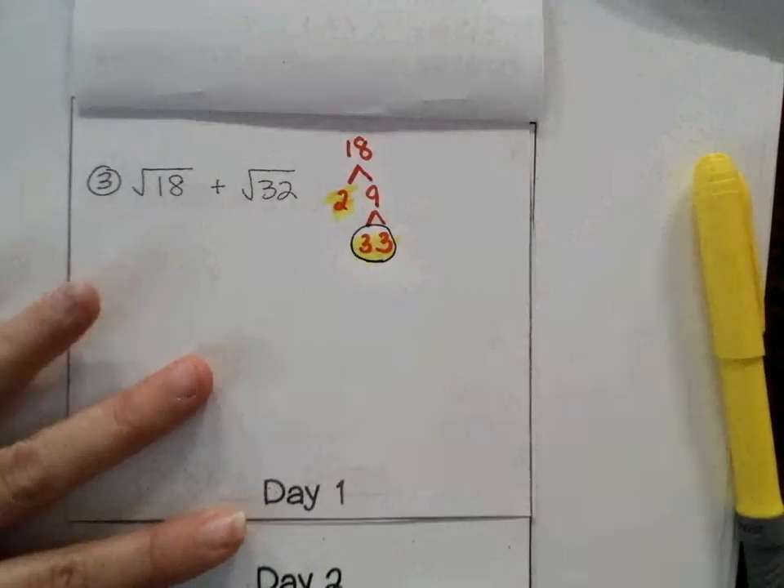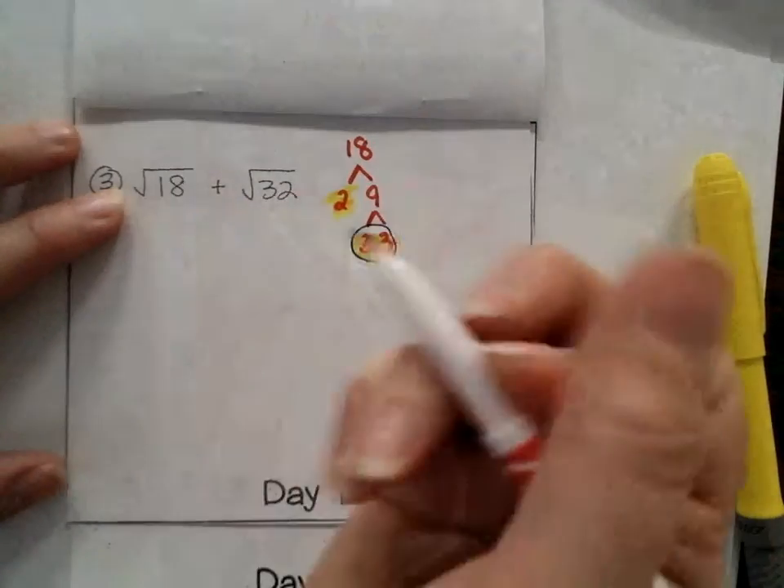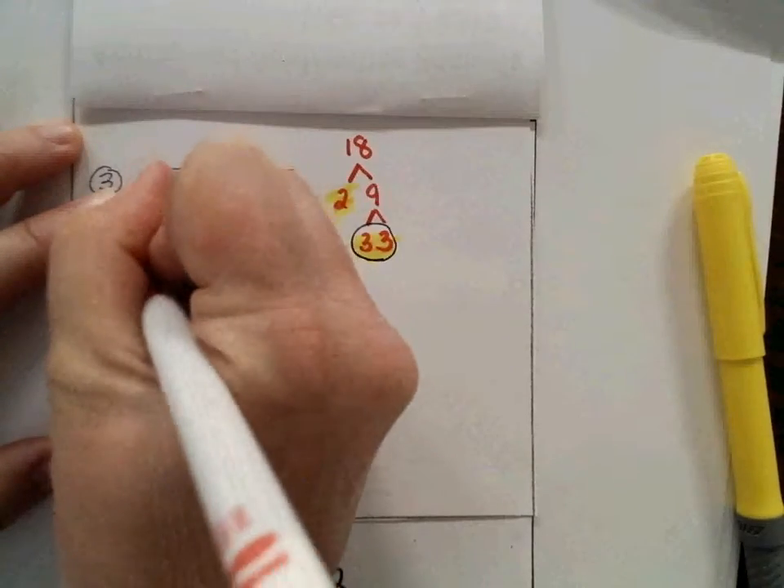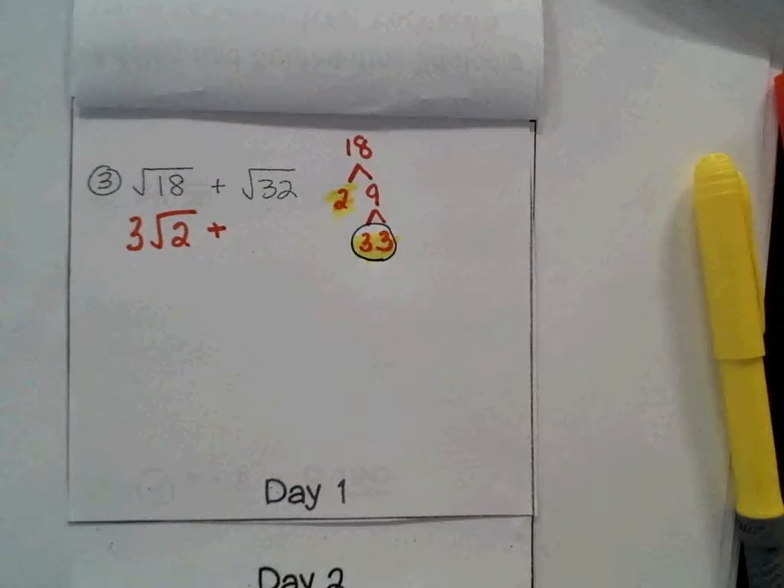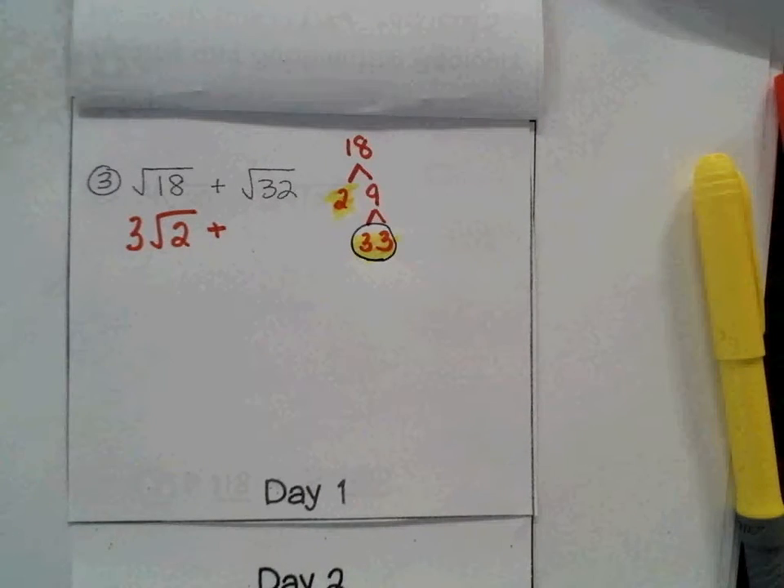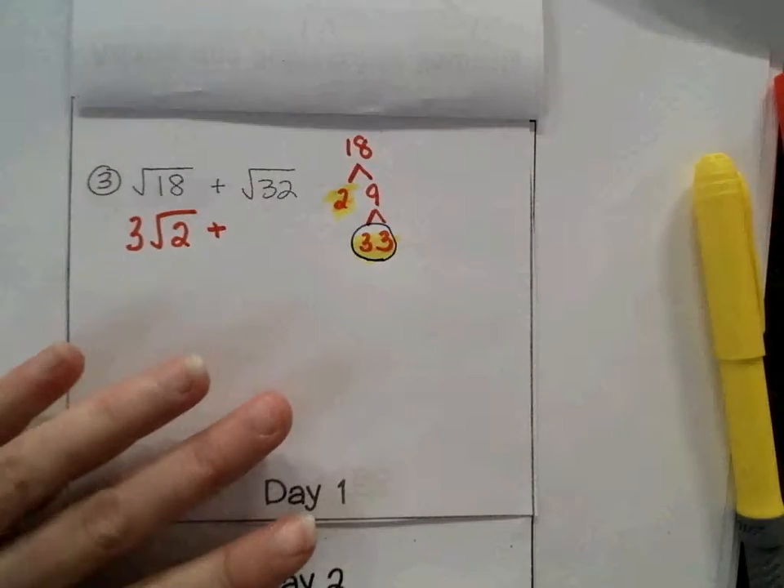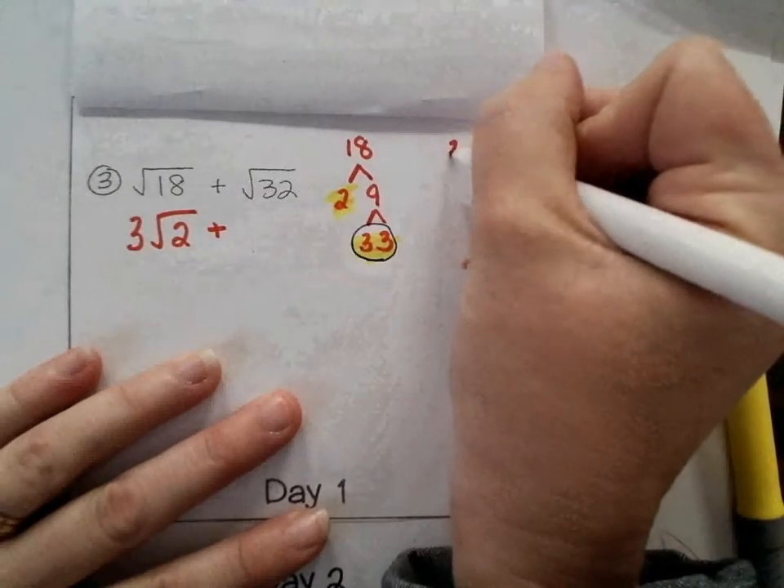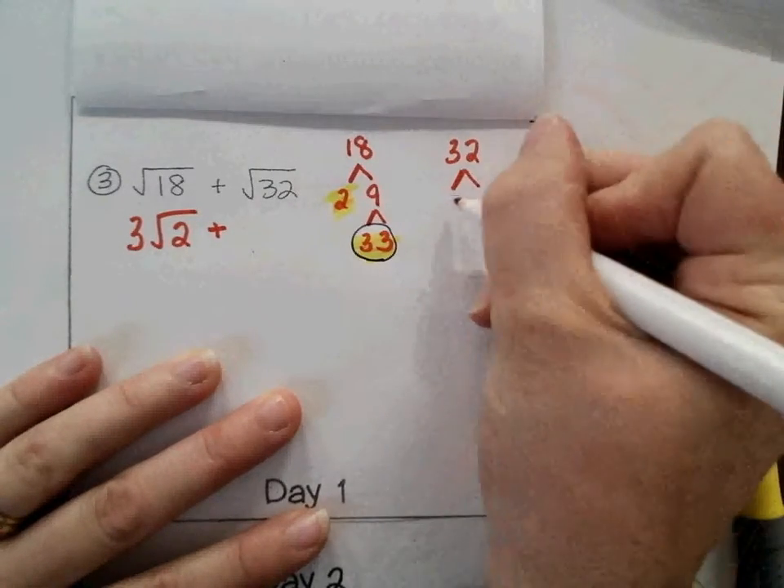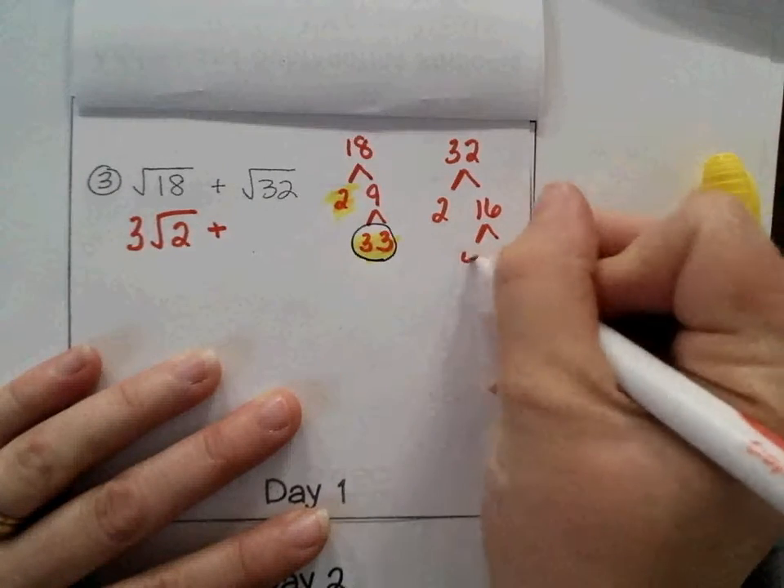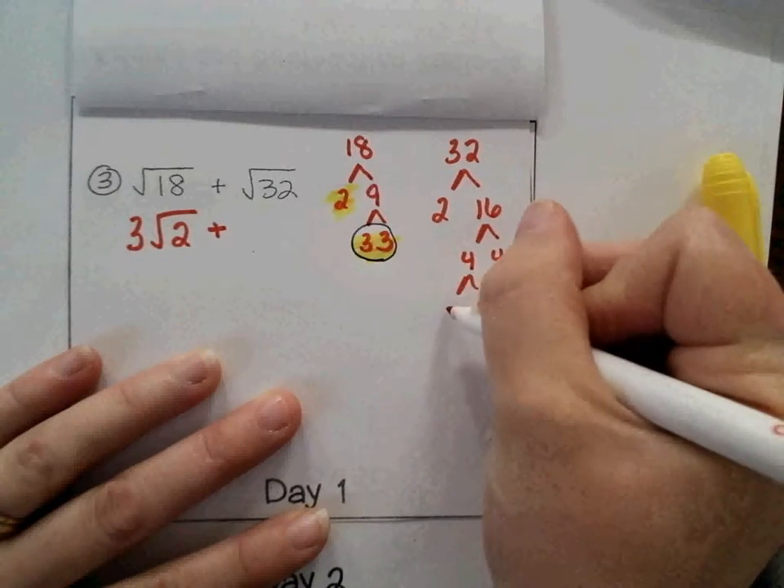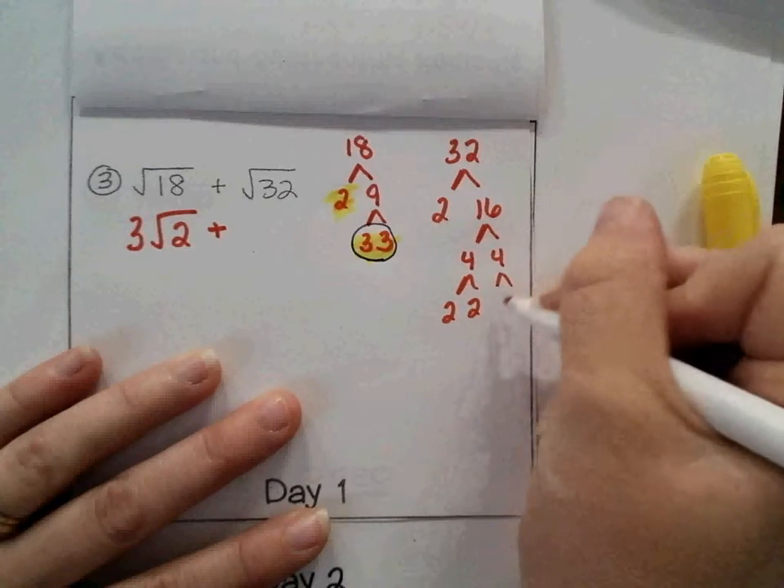What's going to come out of this? A 3. So on the outside of the square root of 18, this is really 3 square root of 2. I simplified that. That's what we started with last Monday. Now I'm going to do 32. That's 2 and 16, and then 16 is 4 and 4, and 4 would be 2 and 2.